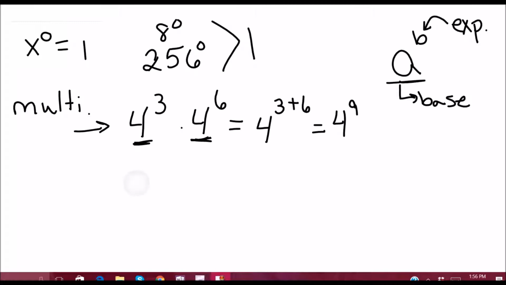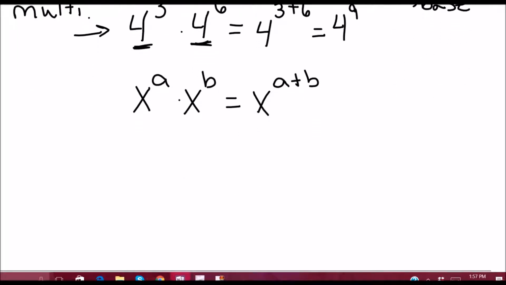Okay, so then if we were to expand this out into general terms, using all variables, we could say x to the a times x to the b, and so this is just saying some number raised to the power a times the same number raised to the power b, and that's going to equal x to the a plus b. So this is exactly what we just did with the 4's raised to the exponents. Alright, so that is your multiplication property.